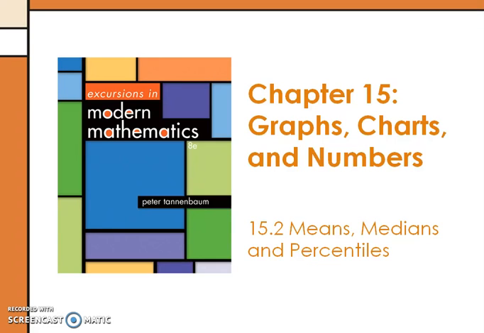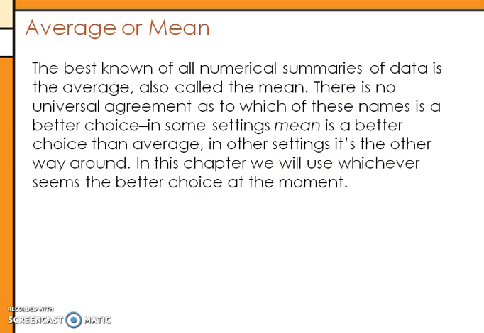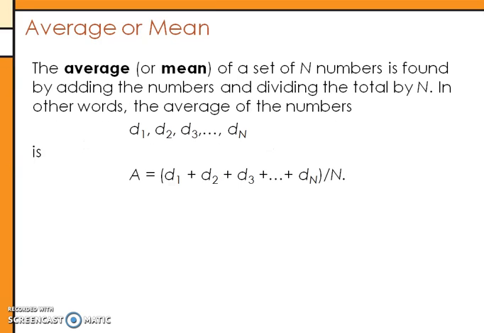Okay, in 15.2, we're going to look at means, medians, which people are probably familiar with, and then percentiles. So first, the average or mean, everyone's pretty used to. You add up all the numbers and divide by how many numbers there are. So if you wanted to write it like a formula, you add up all the digits. There's n of them, so 100, 50, 10, it doesn't matter how many numbers. You divide by how many numbers there were.